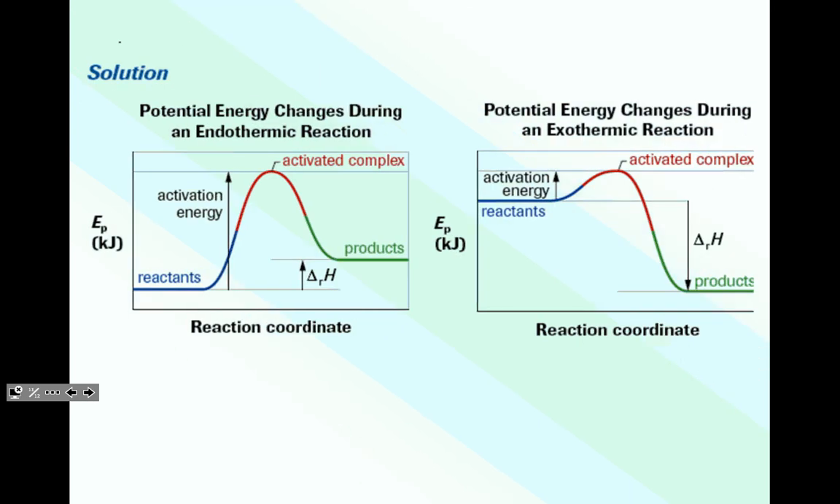So here's the answer, kiddos. For potential energy changes during endothermic reaction, this is during an endothermic reaction, it's a step up. So here are the reactants, here are the products, and here's the activation energy and the activated complex, okay? And the activation energy goes from the reactants all the way to the top of the activated complex.